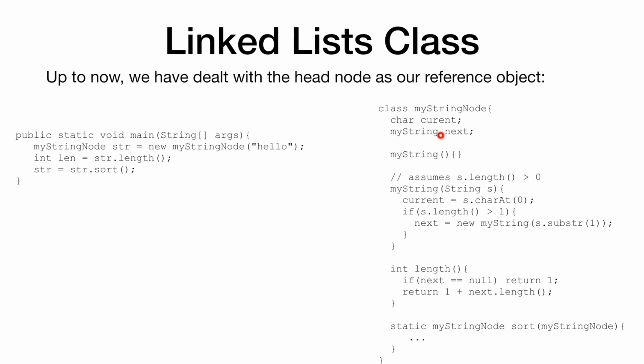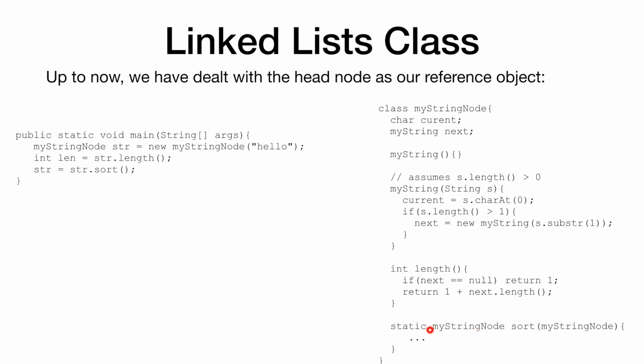That should actually be my string node. I made a couple typos here. And a constructor that took in a string and slowly chopped off the single character. We had a function that gives us the length, which is a recursive method. If the next pointer isn't null, then it figures out its length and adds one. And maybe it had a sort method, which was static.